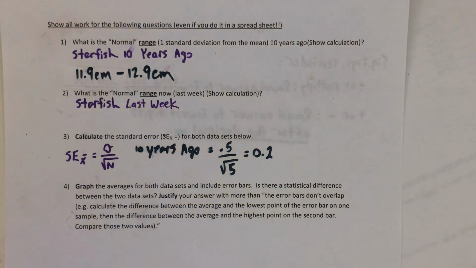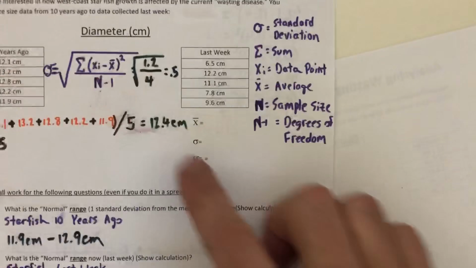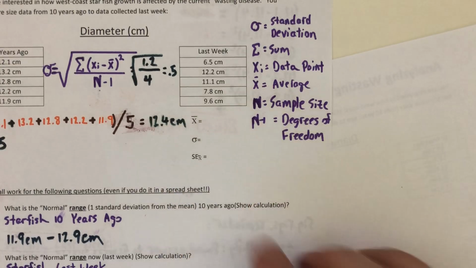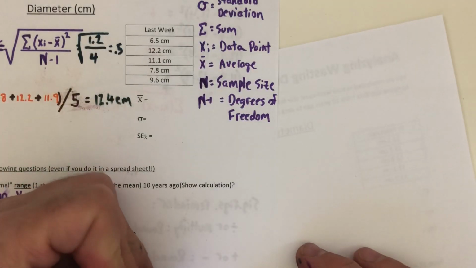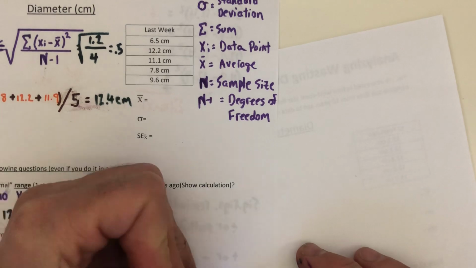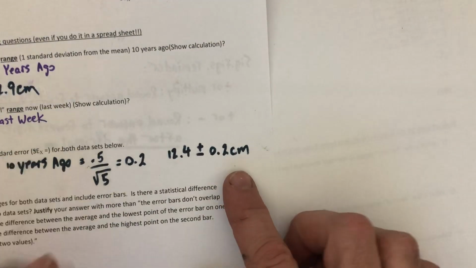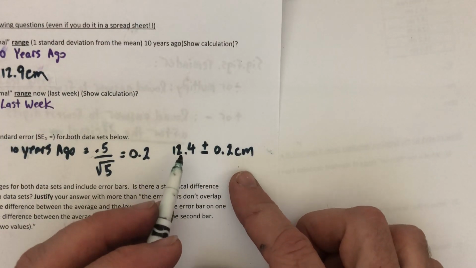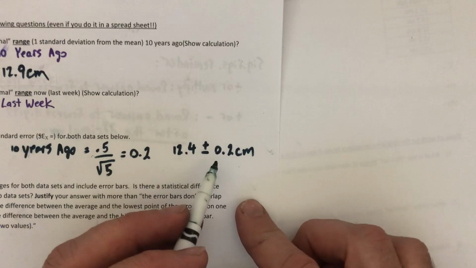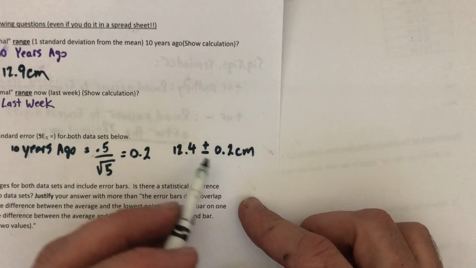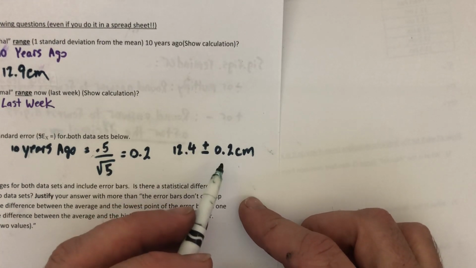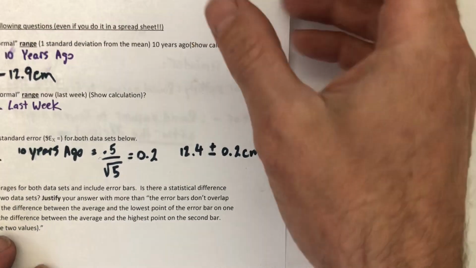Remember, that is a plus or minus value. So the average size of the starfish was 12.4, and we say that plus or minus 0.2 centimeters. Okay, so that's the standard error. This average is based on just 5 starfish, so that could be off by plus or minus 0.2 centimeters. Okay, so how would you graph that?